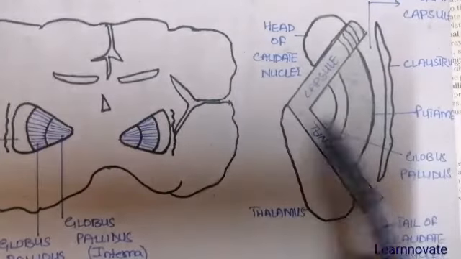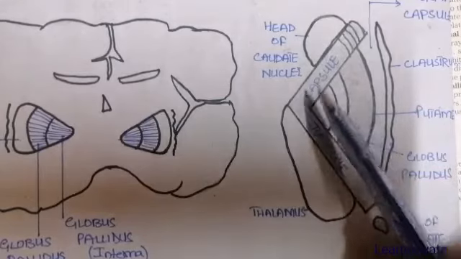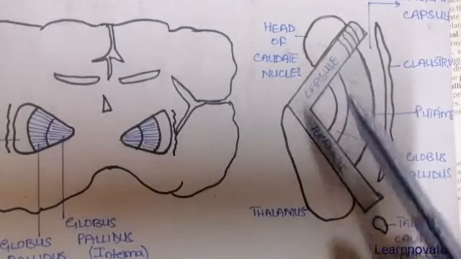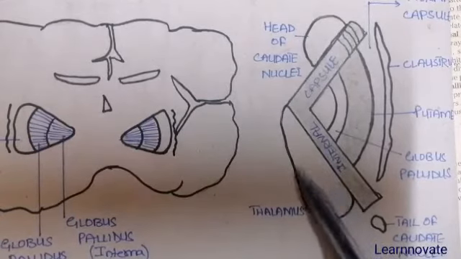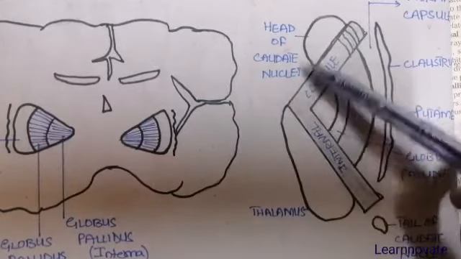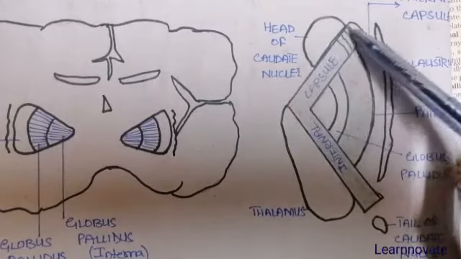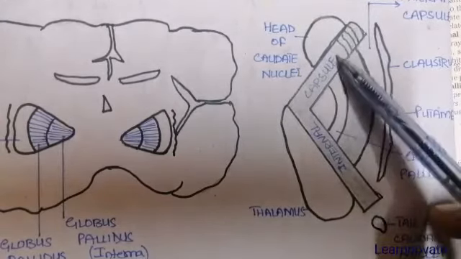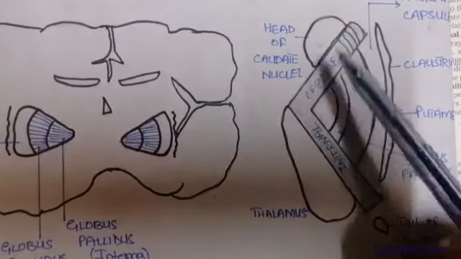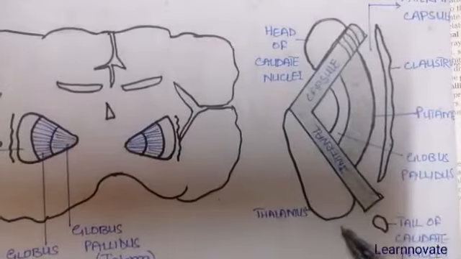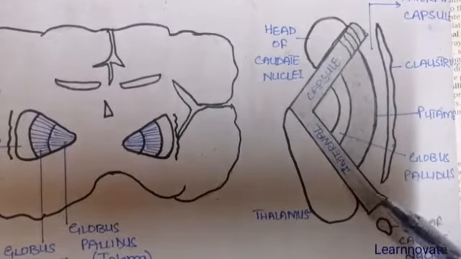Now if we see here, this is the detailed view of this area. Here we can see the caudate nucleus, and this is the thalamus on the medial side, next to the third ventricle. Here is the head of the caudate nucleus, which surrounds the thalamus and ends as the tail of the caudate nucleus. We have just discussed the caudate nucleus completely in the previous part.